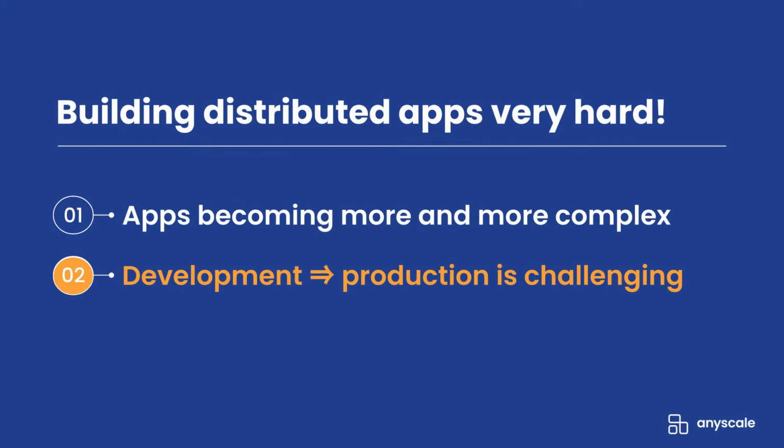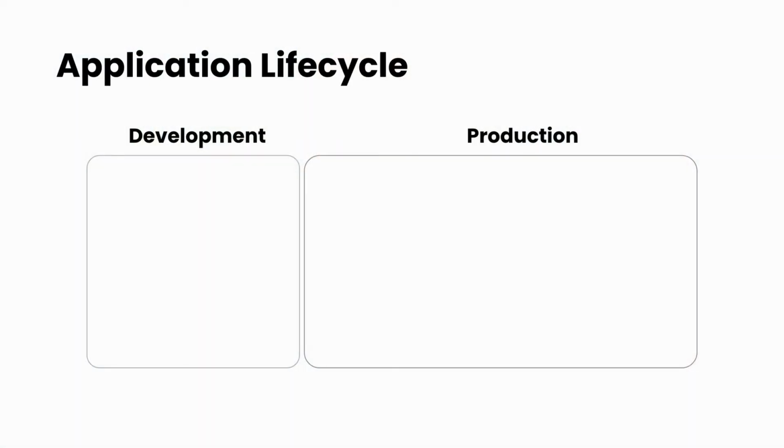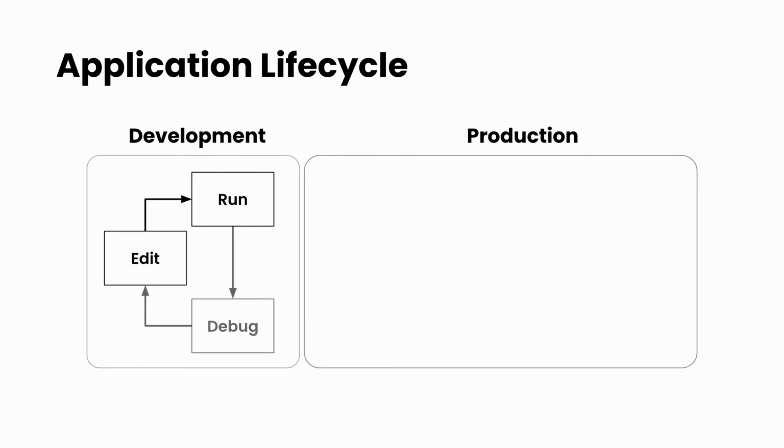Now, while Ray makes it easier to develop complex distributed applications, this is not enough. We not only need to develop these applications, but also run them in production. Today, this is incredibly hard, even using Ray. To understand why this is, let us take a look at the application life cycles. There are two distinct stages: development and production. During the development stage, we edit the code, then run it, and if there are bugs, we debug it and fix the bugs.